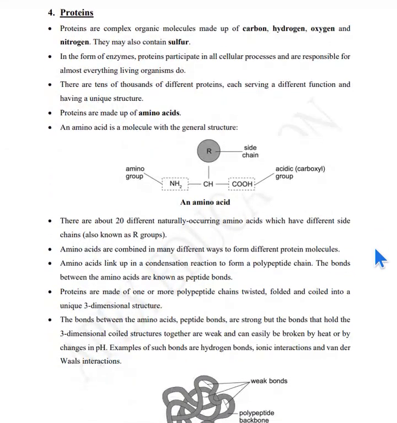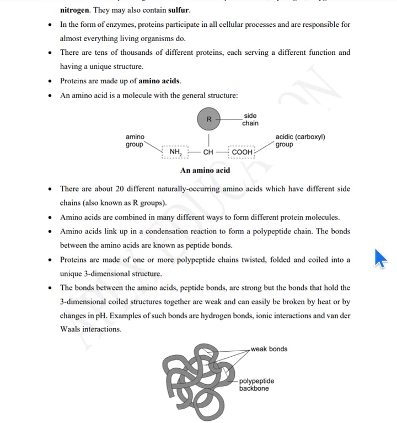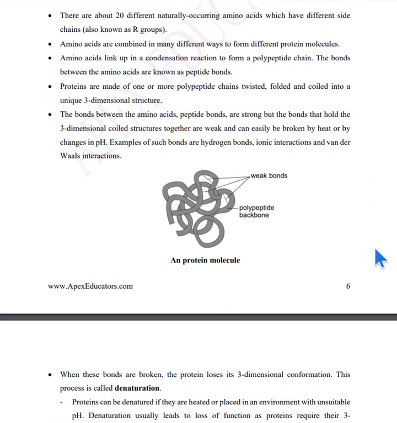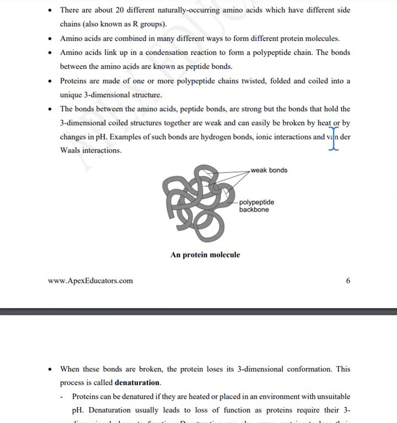And the last one is protein. Proteins are made out of carbon, hydrogen, oxygen, and nitrogen. In some very rare cases in humans, they can also contain sulfur. Proteins are made of amino acids. You should know what an amino acid is, as it was covered in your Secondary 2 science. Amino acids link up in a condensation reaction to form a polypeptide chain. You need to use the word polypeptide, super important. Polypeptide is the important keyword.